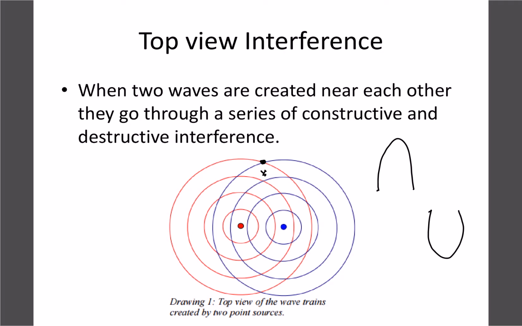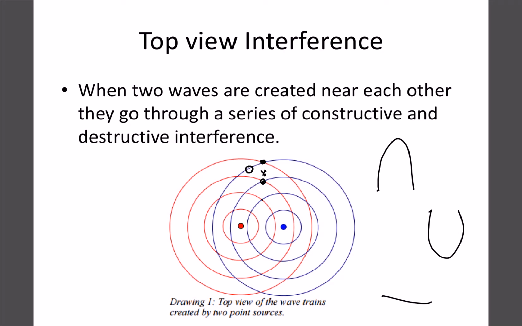Two troughs together would make a bigger trough. And then anywhere where we see the crest of one and the trough of the other, that would be our destructive interference. So that's where the waves would cancel out. When you see these, it looks confusing, but we actually get this repetition.